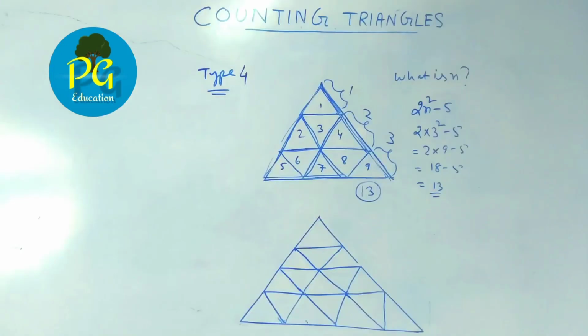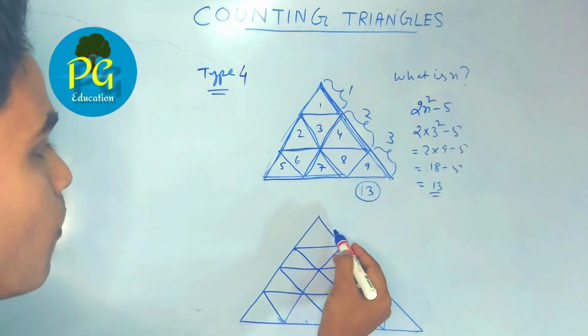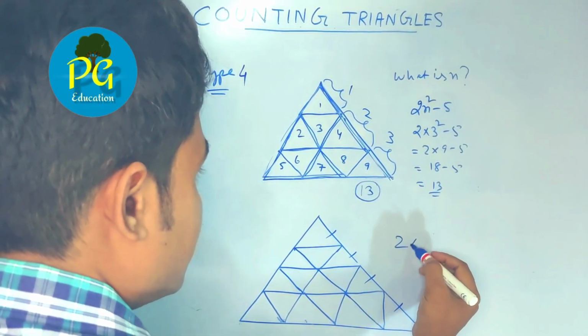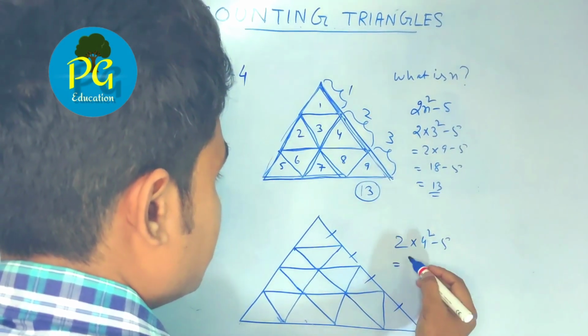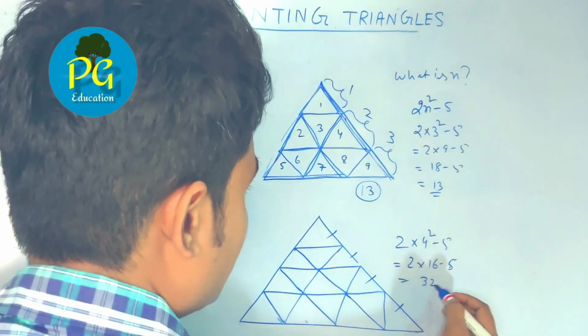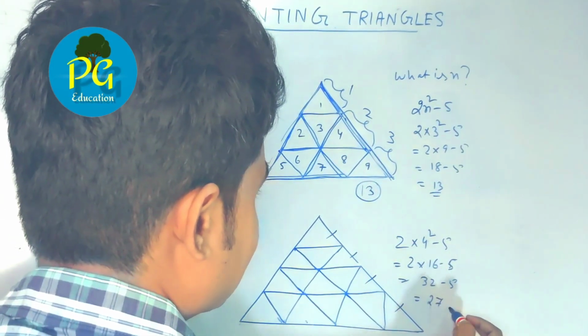Here how many segments are there? 1, 2, 3, 4. So how many triangles are there? 2 into 4 square minus 5, that means 2 into 16 minus 5, isn't it? So 32 minus 5, that means 27 triangles are there.